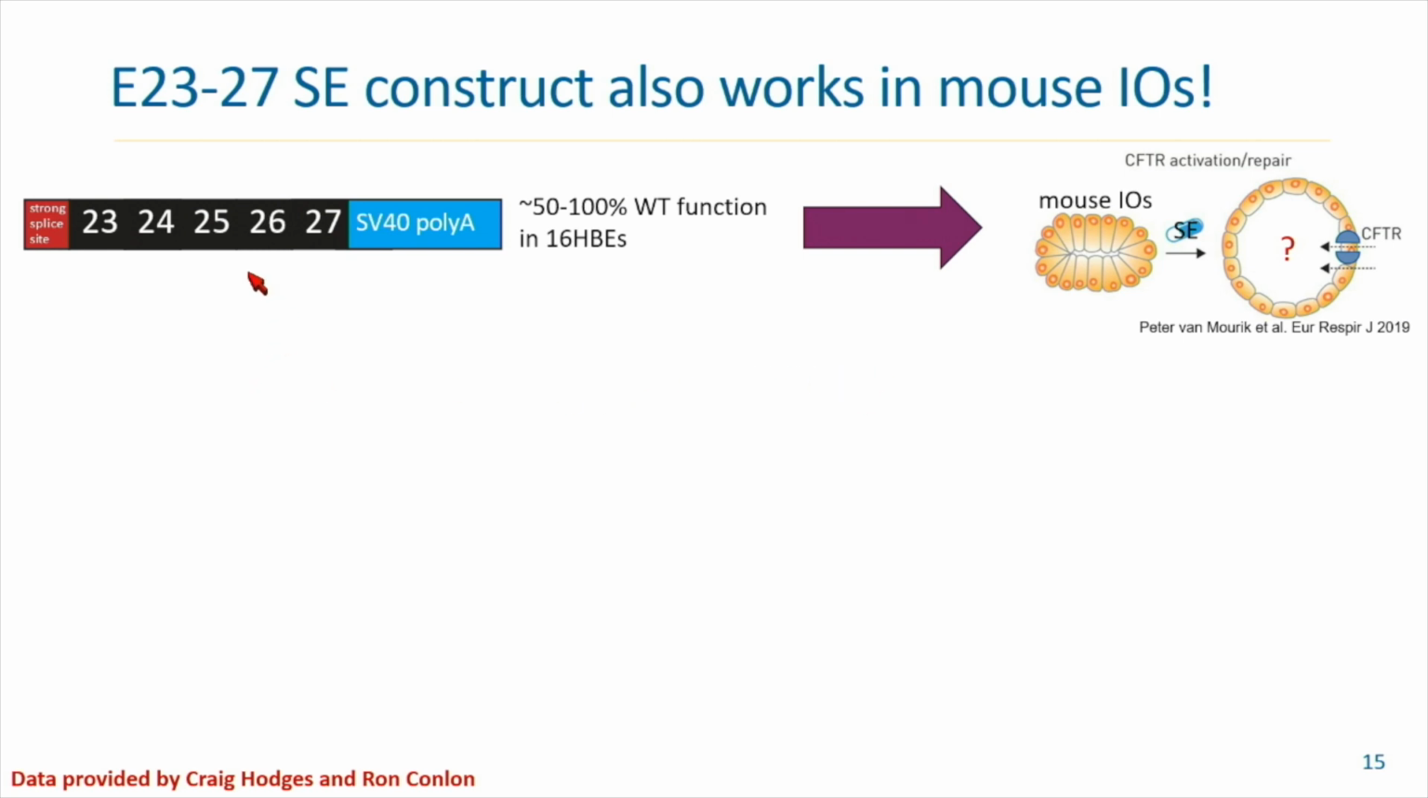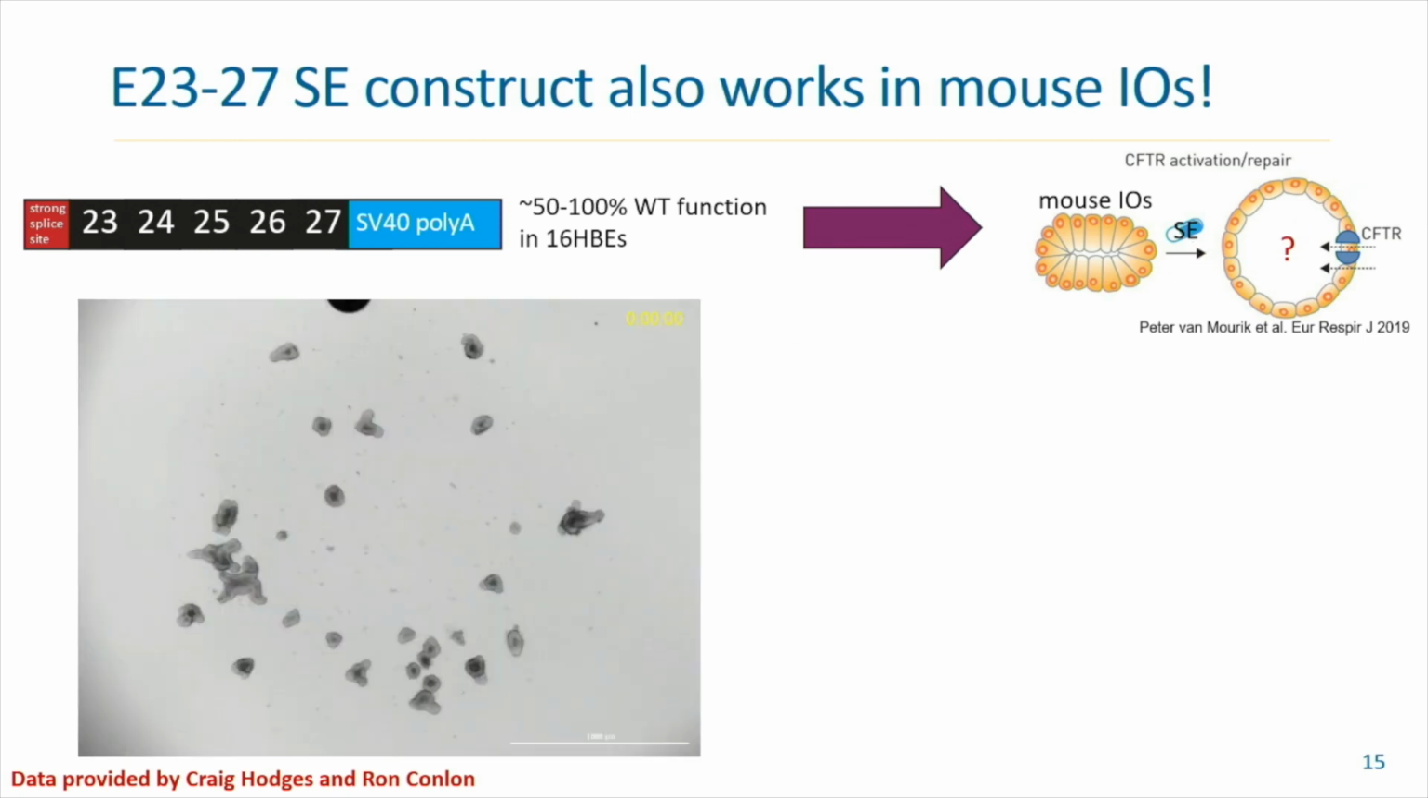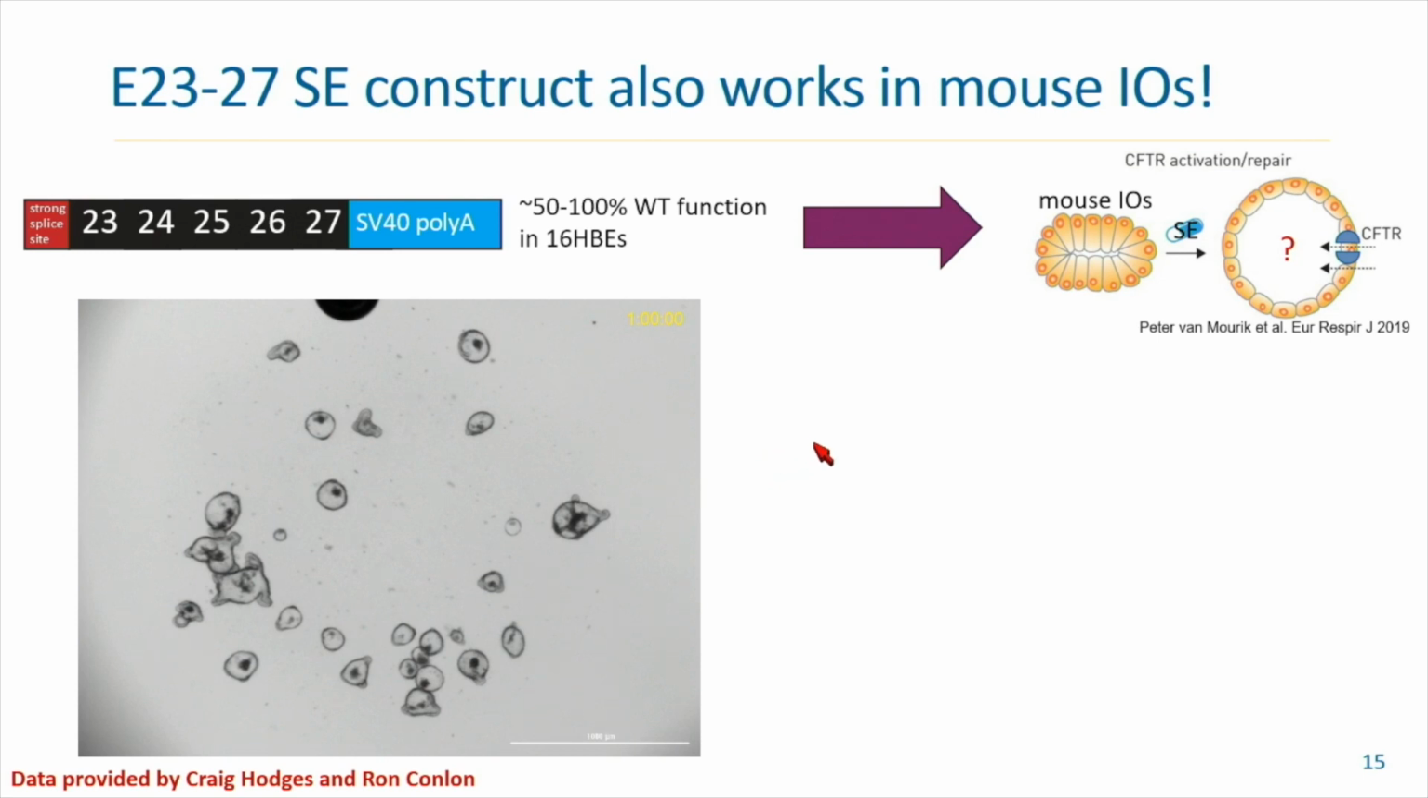So what they did is they took the superexon that worked really well in the 16 HBEs, and they delivered this to mouse intestinal organoids that had the 1282X mutation. Now, CF intestinal organoids do not swell, and when they are corrected, whether it be with modulators or the superexon, then they swell. So do these superexons swell? Does this video work? Yes. Okay, good. Yes, they swell, which we were really excited to see.